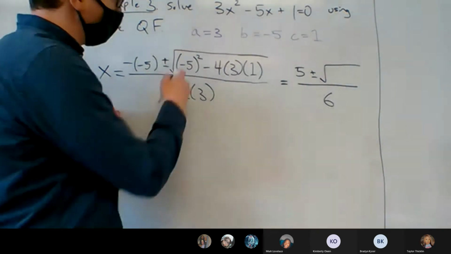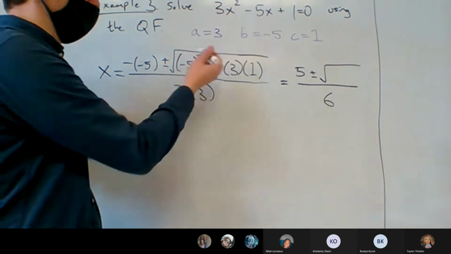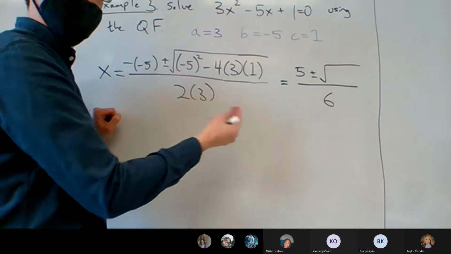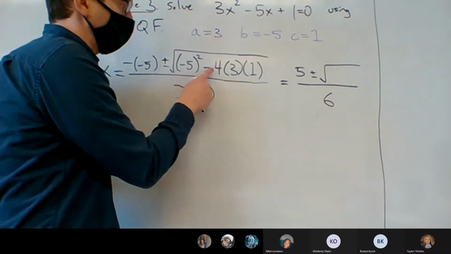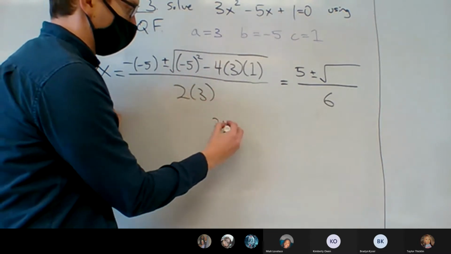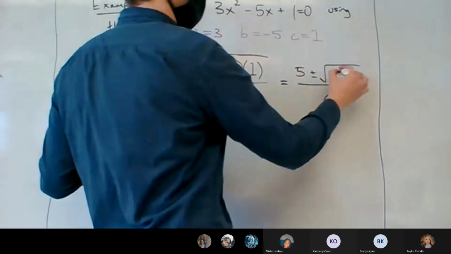What's happening under the root? Well, negative 5 squared is positive 25. You square a negative number, it's negative 5 times negative 5, so it yields a positive. So that's going to be 25 minus 12. That's what's happening inside there, 25 minus 12. So I'm getting 13.